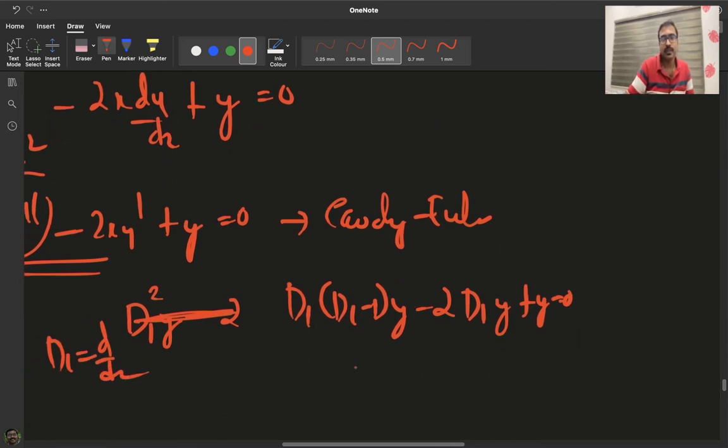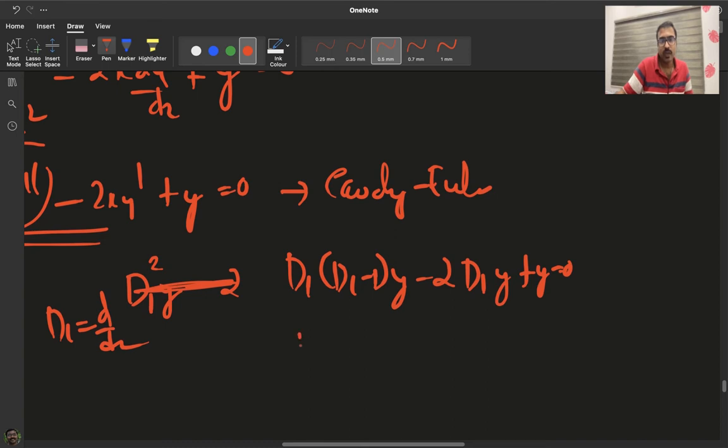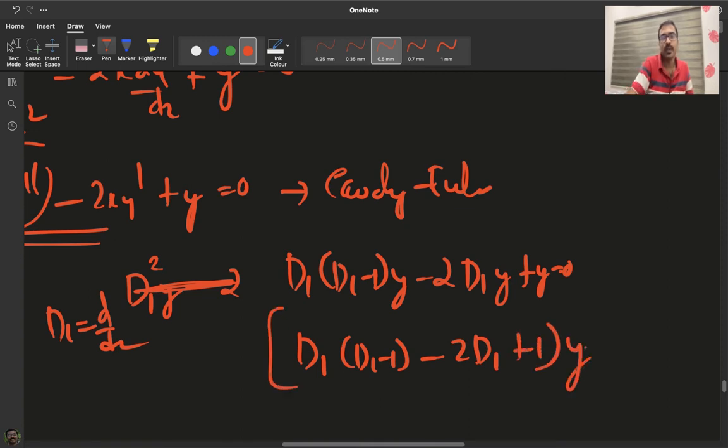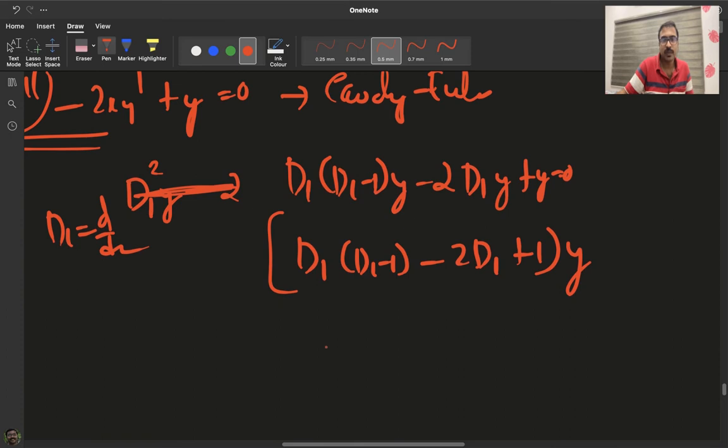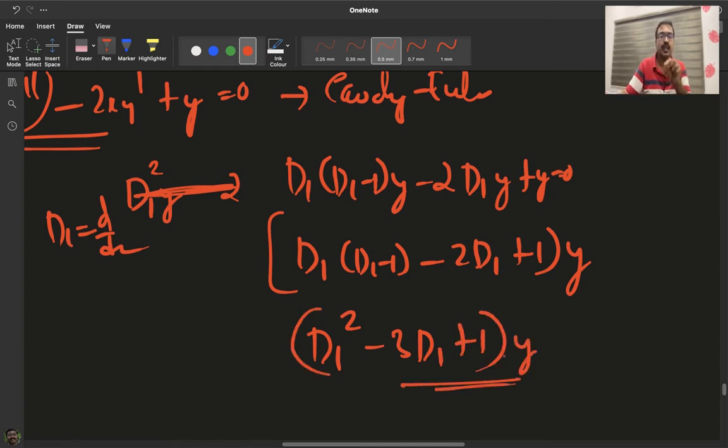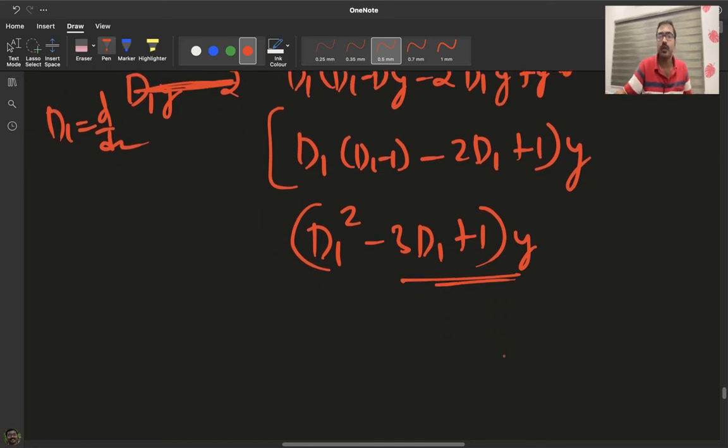When you simplify this, it will be D1 into D1 minus 1 minus 2 D1 plus 1, into y. If I simplify this, it will be D1 square minus D1 minus 2 D1, so minus 3 D1 plus 1, into y. Now this is actually of the form of a homogeneous linear differential equation with constant coefficients. You know how to solve that.